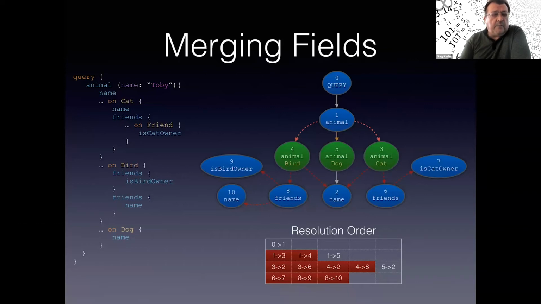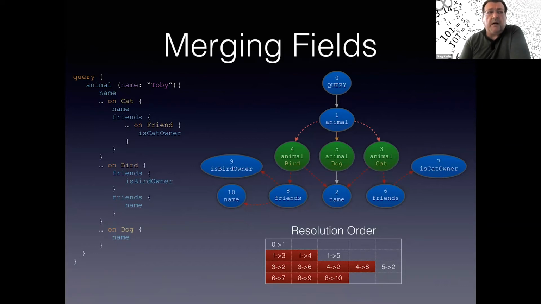fields repeated in multiple places, with the same field repeated in multiple places. Like, for instance, the field name. There is a field name under the animal selection set. Then there is field name under the cat fragment. Then we have this field name under the dog fragment. Similarly, the field friends we have under the cat fragment. We have the field friends listed twice under the bird fragment.